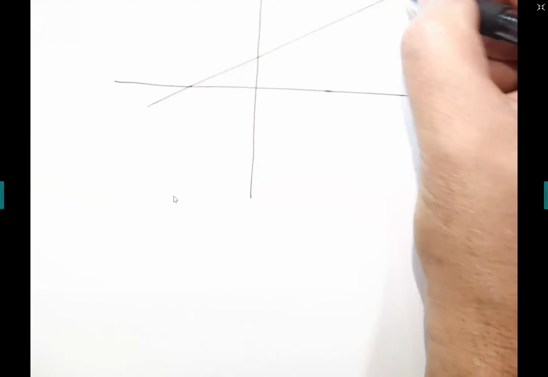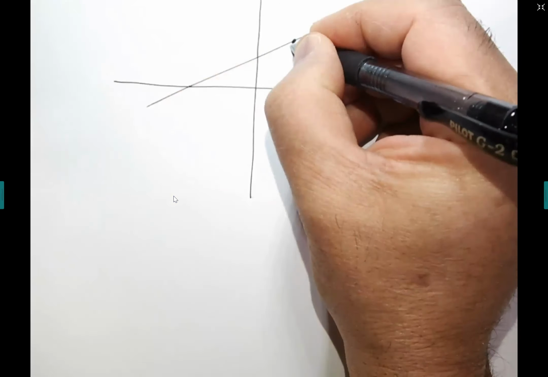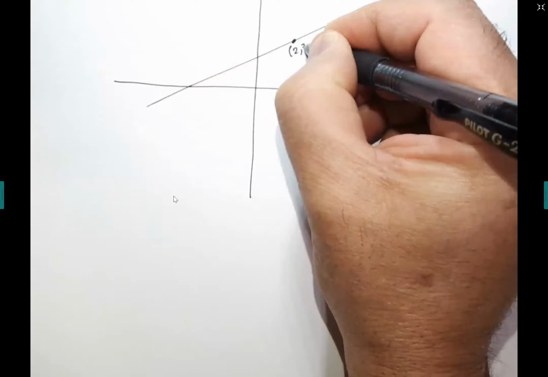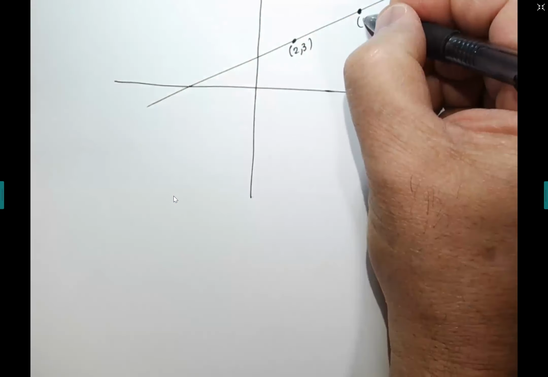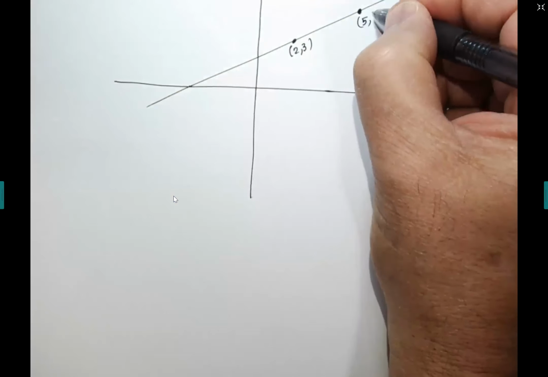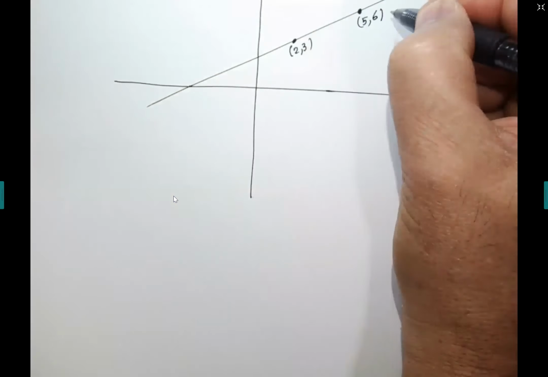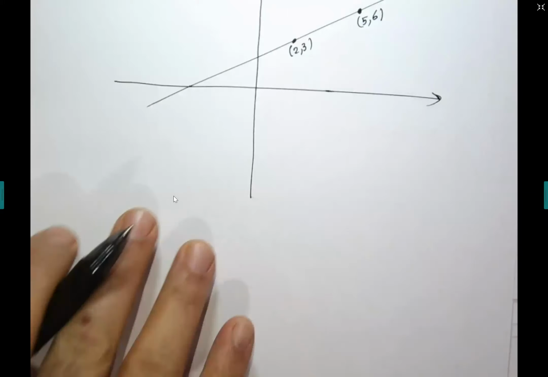So I'm gonna give you this point here. Let's say this is 2, 3. I'm gonna give you this point here. I'm gonna make it up. Let's say this is 5 and 6. And I'll show you how to find the slope. Watch, guys.